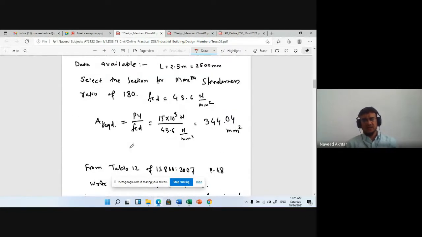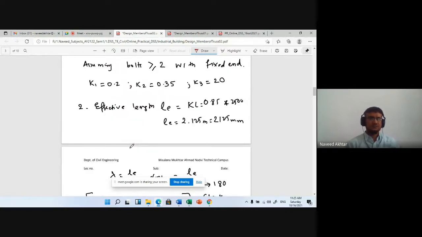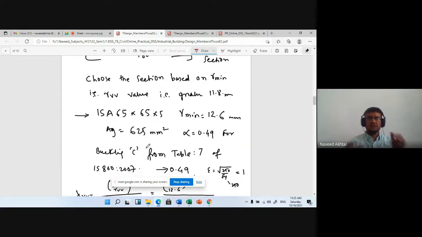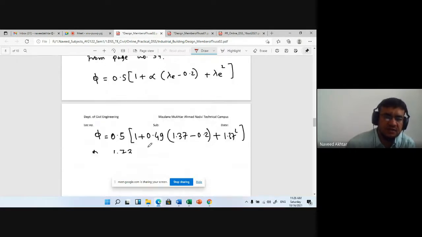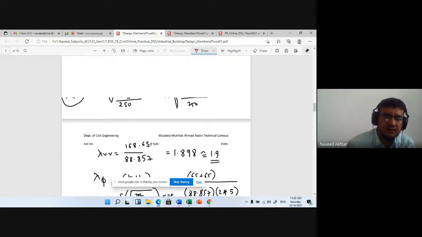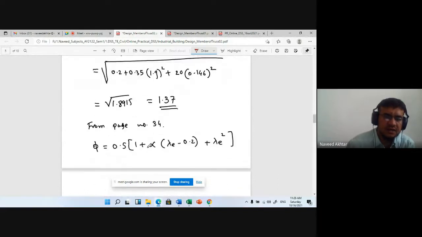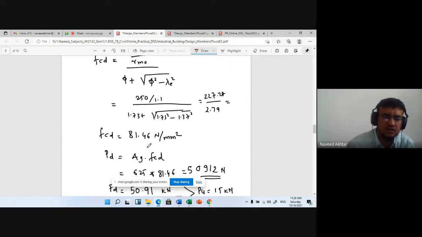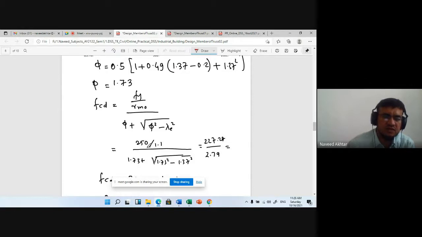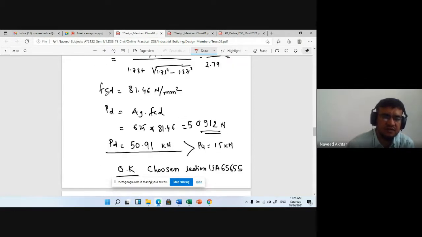Then we find out the area required and the initial sizing of the member is done. And then you have to find out the FCD using the empirical equations, after deciding the member size or type of member. Find out lambda, phi, and the slenderness ratio lambda. Then phi, and FCD is equal to Fy by gamma m0 divided by phi plus the square root of phi squared minus lambda squared. You can get the FCD.